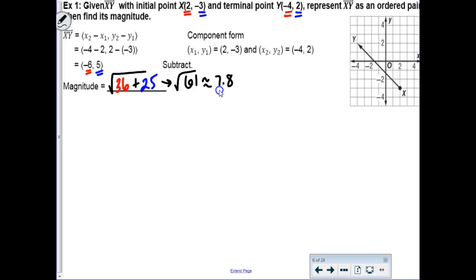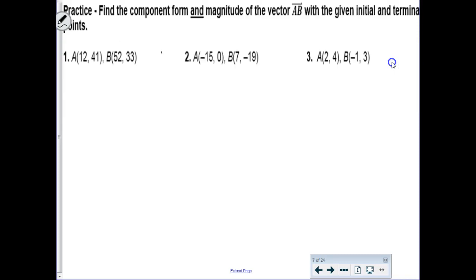Alrighty. They even graphed it for you off to the side. That was nice. So, more of the same, guys. I am going to ask you to find the component form and then also the magnitude of the vector. So, let's start with component form. Just watch the order in which you do your subtraction. Because it says A to B, you have to start with the B.